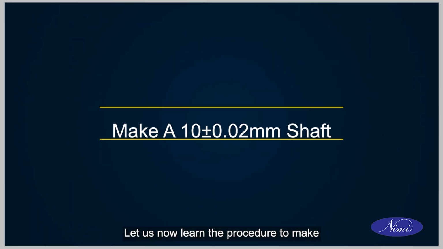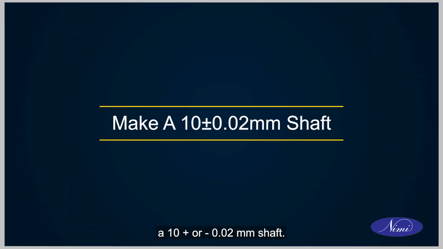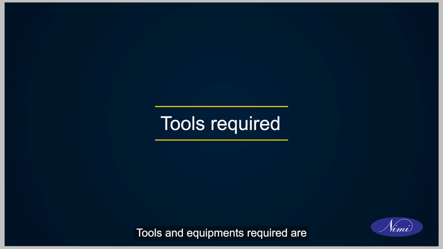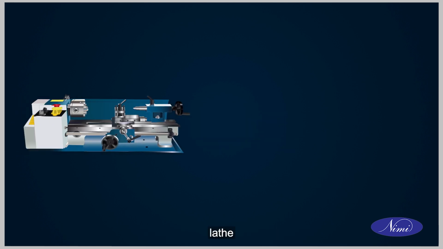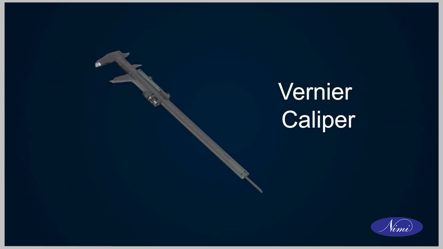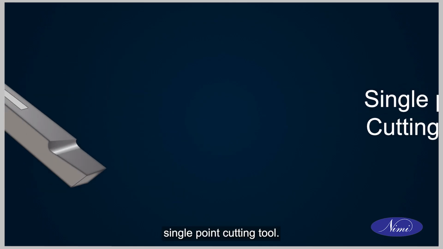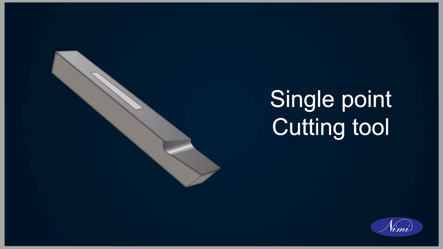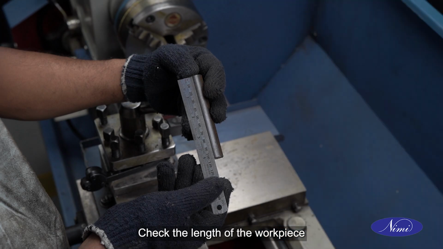Let us now learn the procedure to make a 10 plus or minus 0.02 mm shaft. Tools and equipments required are lathe, vernier caliper, single point cutting tool. Check the length of the workpiece using a steel rule.